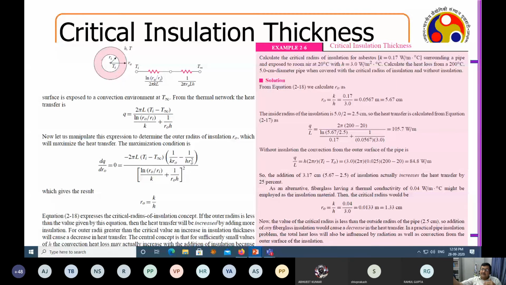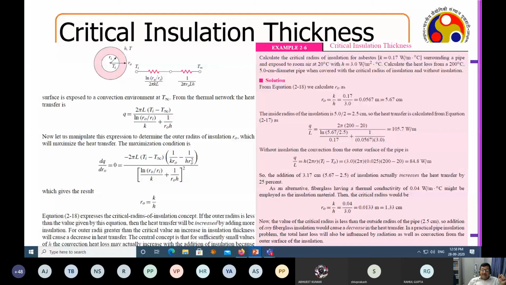The outer radius will increase so much that it will allow more convective heat transfer. So it may happen that you may start losing heat beyond the critical point. Okay, and that has been decided by this K by H. What does it say? That if the outer radius is less than the value given, so this is fixed. The moment I have chosen the insulation as well as the diameter of the pipe, this is fixed.